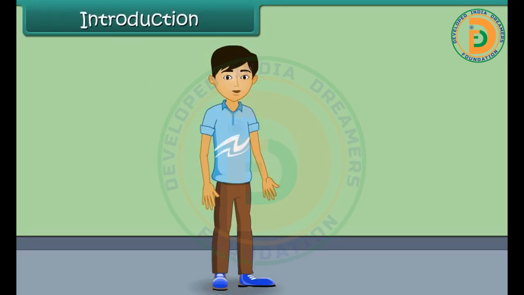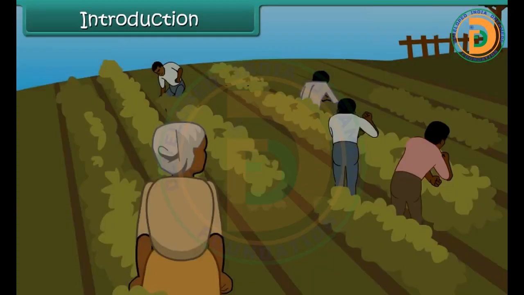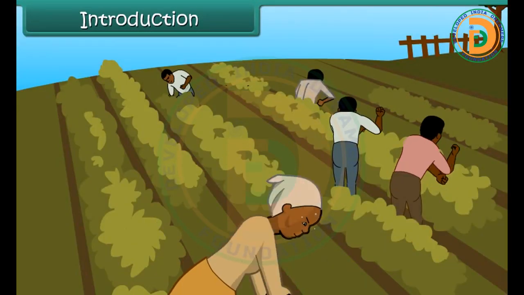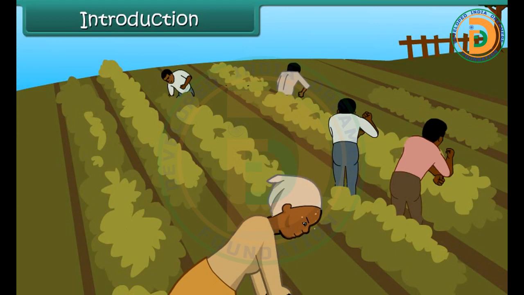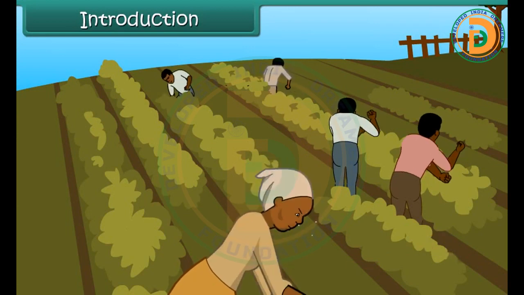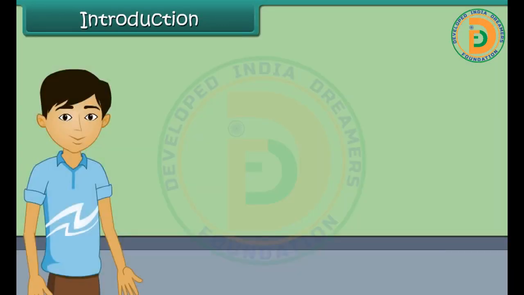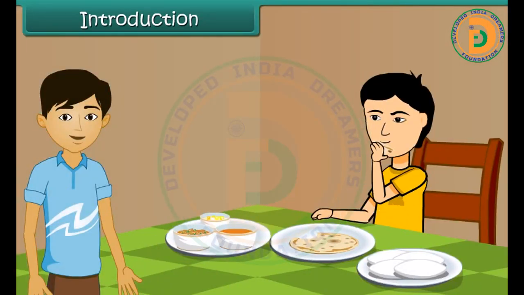Dear friends, you must have seen farmers working in paddy fields. They work all day long. But have you ever wondered where they get that energy to do their work with full enthusiasm? Actually, like us, they also get this energy from the food that they eat.